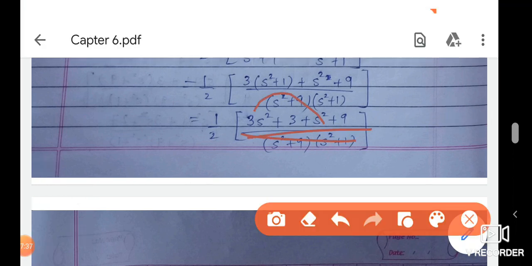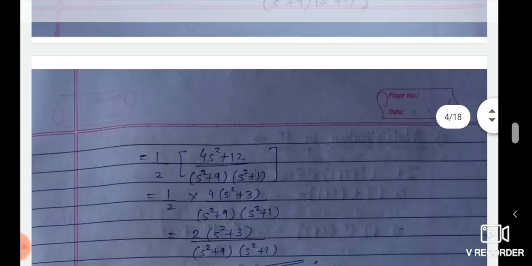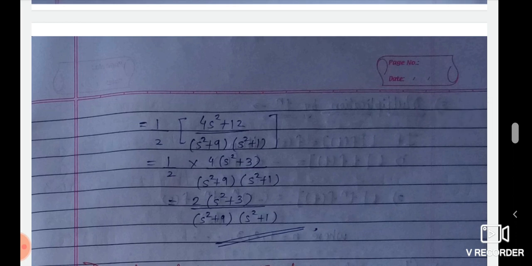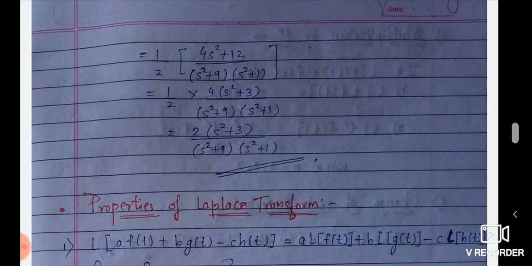So 3s square plus s square is 4s square. And 3 plus 9 is 12. So again take 4 common. You will have s square plus 3. So this is the final answer. Understood?